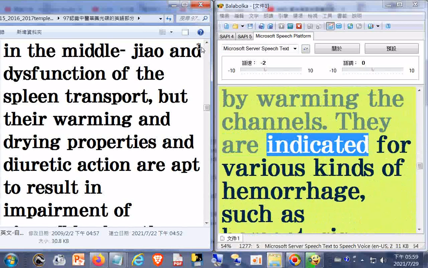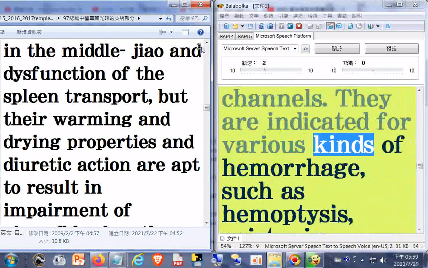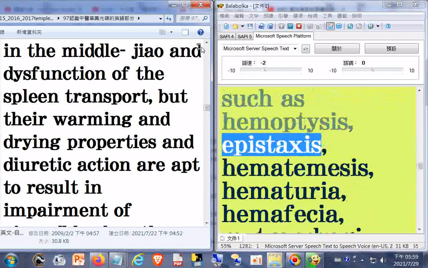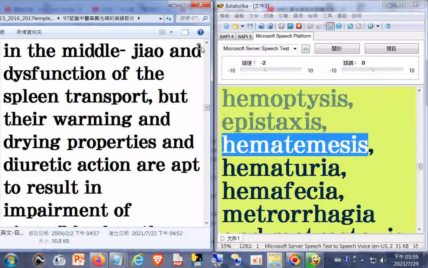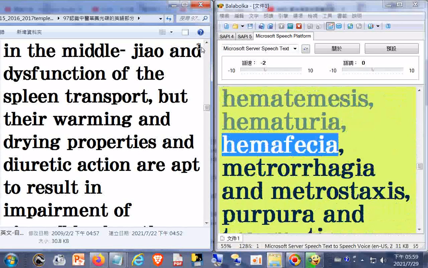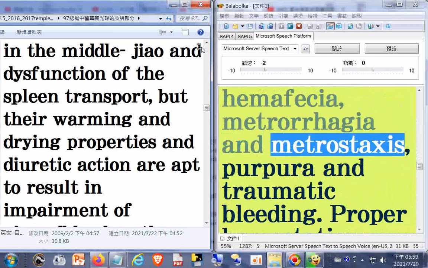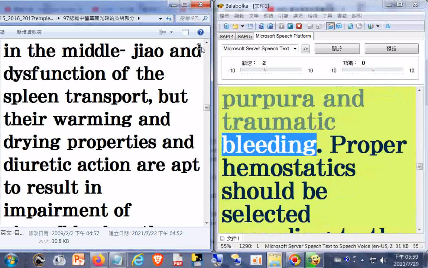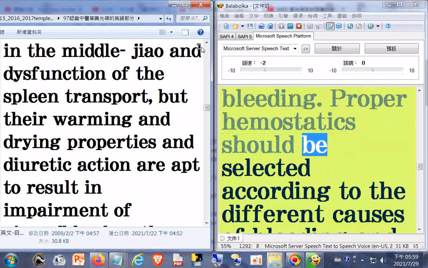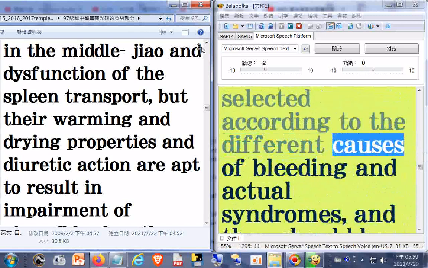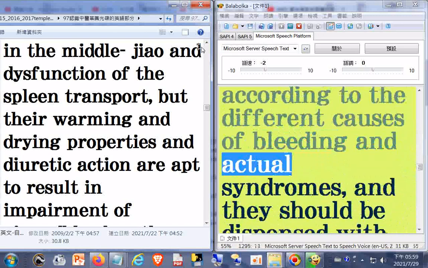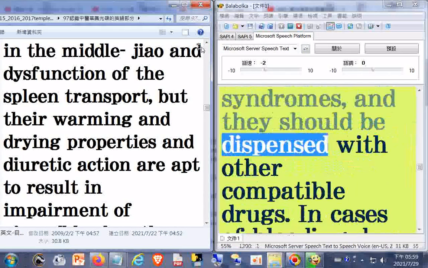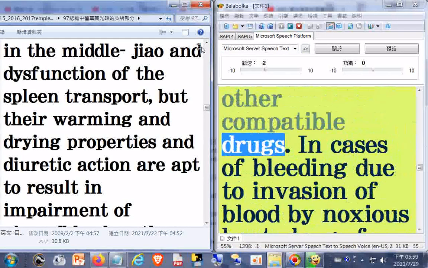They are indicated for various kinds of hemorrhage, such as hemoptysis, epistaxis, hematemesis, hematuria, hemafecia, metrorrhagia and metrostaxis, purpura and traumatic bleeding. Proper hemostatics should be selected according to the different causes of bleeding and actual syndromes, and they should be dispensed with other compatible drugs.